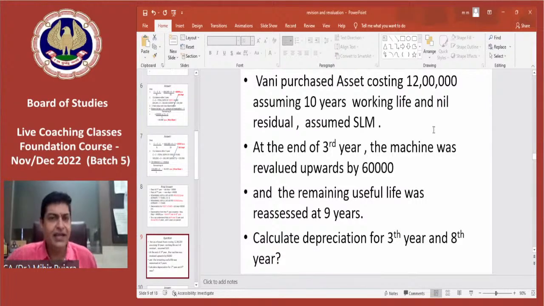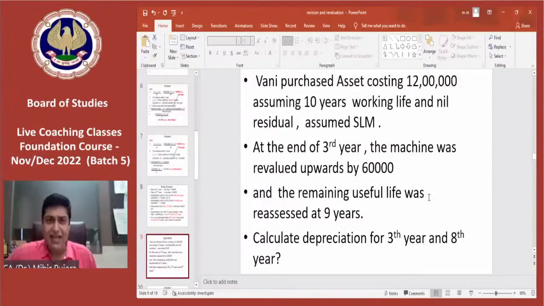So 12 lakh is the cost. N is 10 and scrap is 0. S is 0, E is 0. C is 12 lakh and N is 10 years.